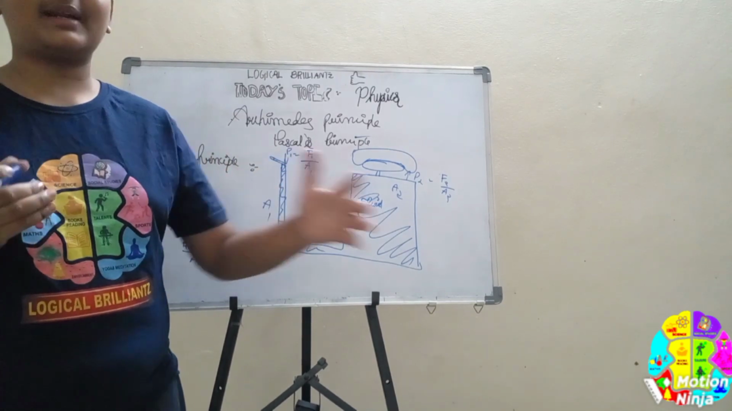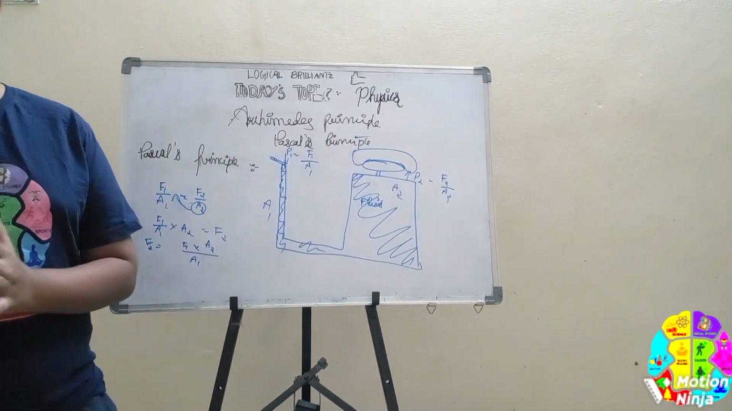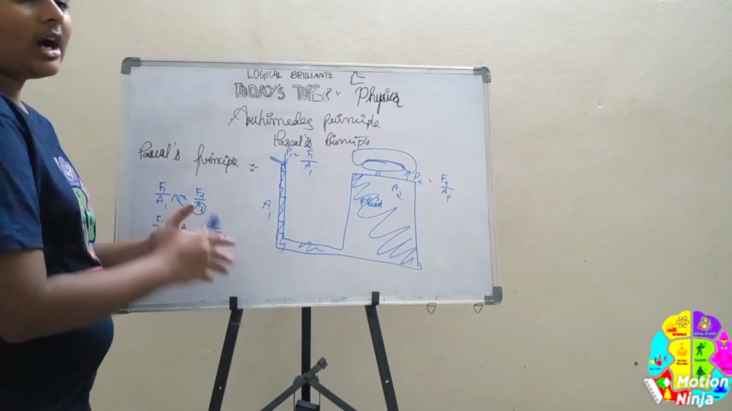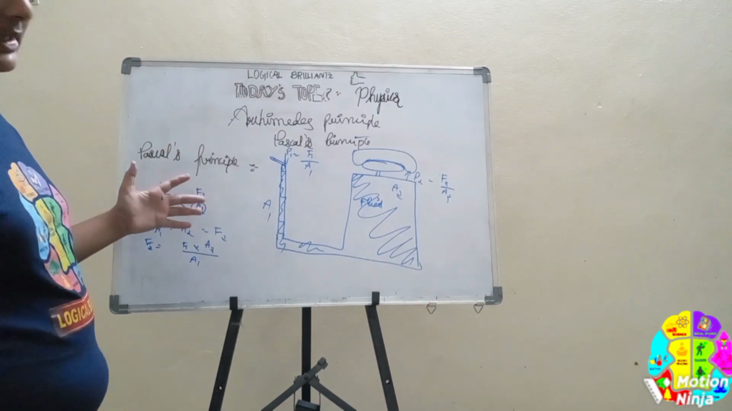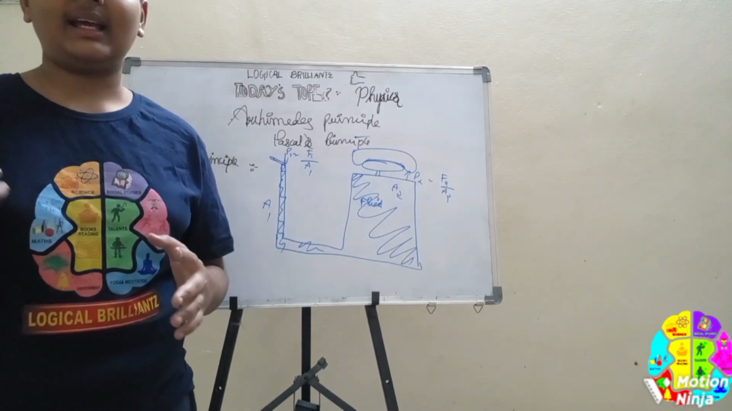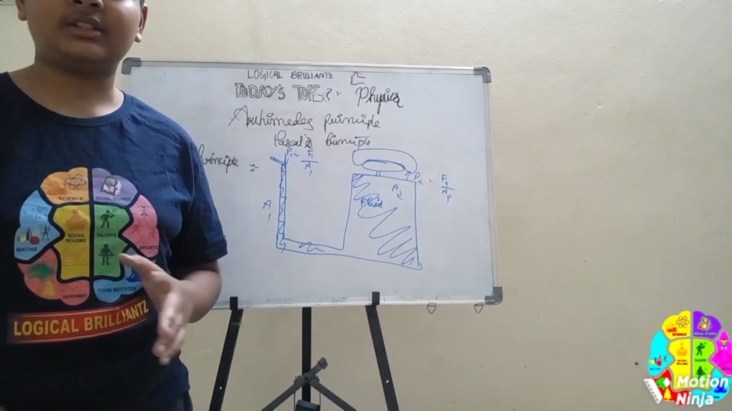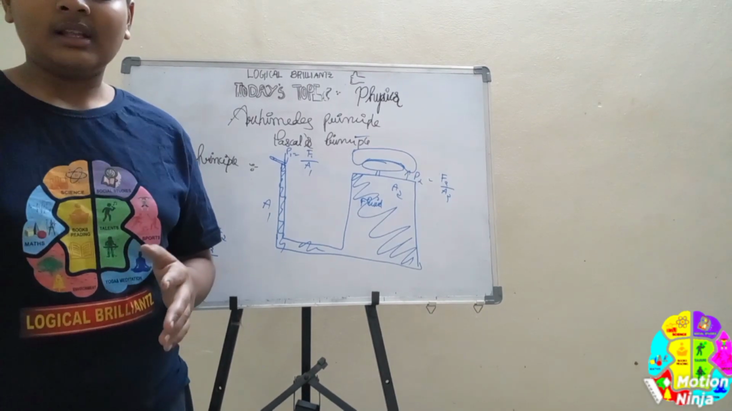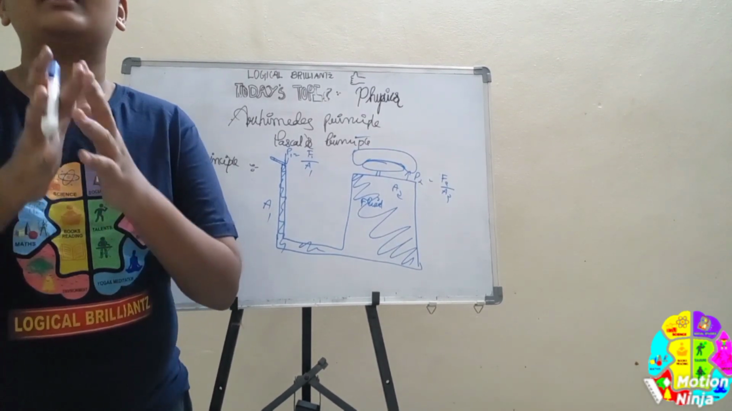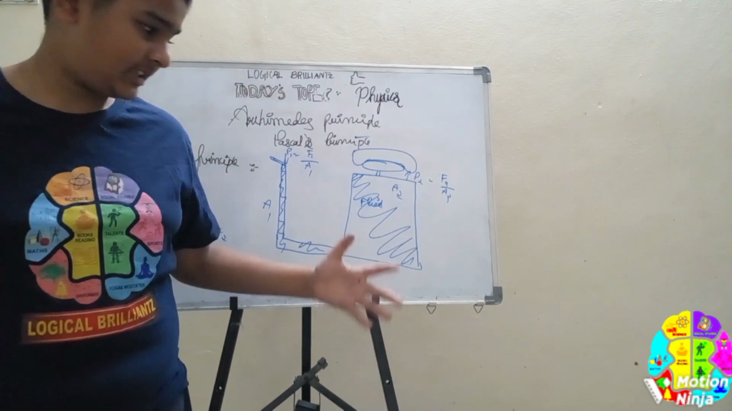Physics is known for practicality. If practicality is not there, physics is nothing. So this is Pascal's principle. When an external pressure is applied to an enclosed body, the pressure spreads throughout the area of the enclosed figure and the walls equally. This is what Pascal's principle states.